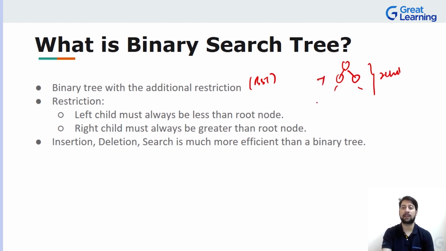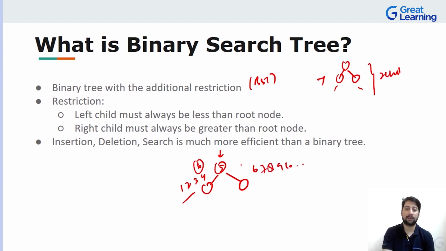So, the restrictions are that the data, let's suppose this is 5 and these are another two nodes. Now, the restriction is that if this is a root node, then you always will have the element that is less than your root node. So you can have 4, 3, 2, 1 on these sides, but you cannot have 6 on the left side. Similarly, you can have 6, 7, 8, 9, and so on on the right hand side, you cannot have 1, 2, 3 on the right hand side. So these are the two restrictions that are there in binary search tree.